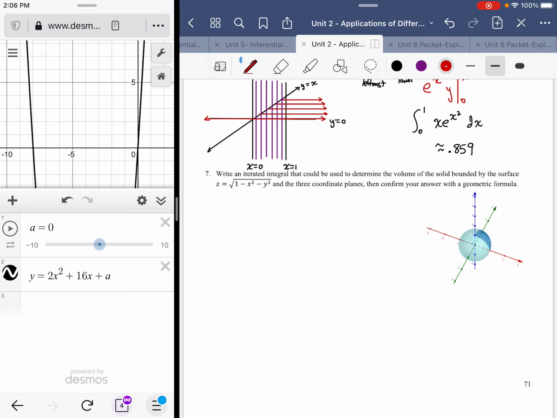So looking at number 7 on page 71, write an iterated integral that could be used to determine the volume of the solid bounded by the surface and the 3 coordinate planes, then confirm your answer with a geometric formula.